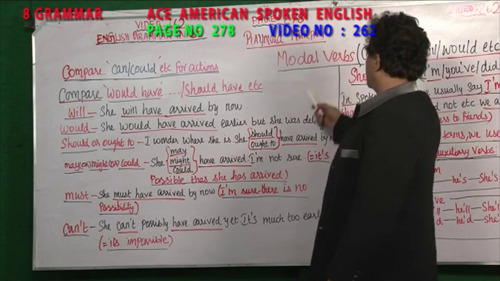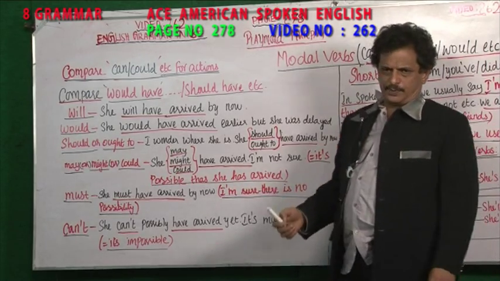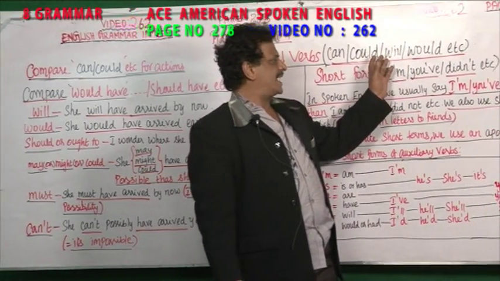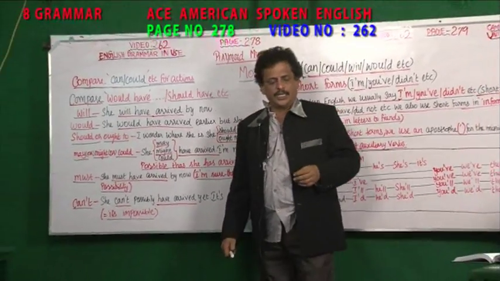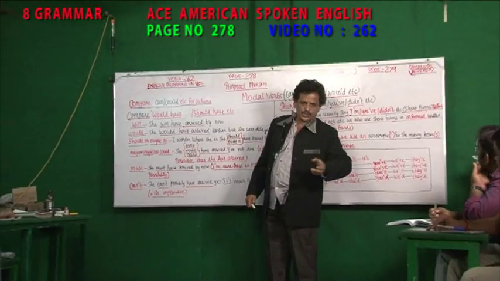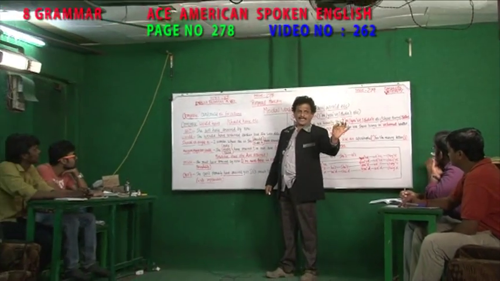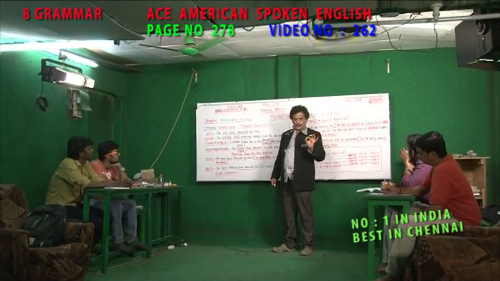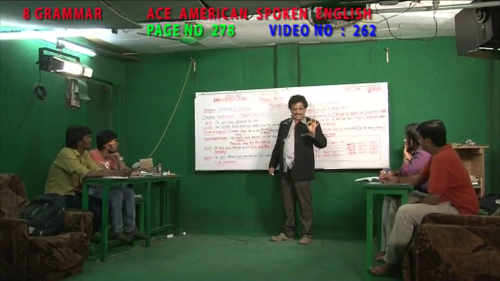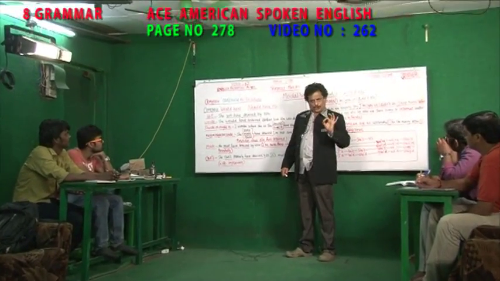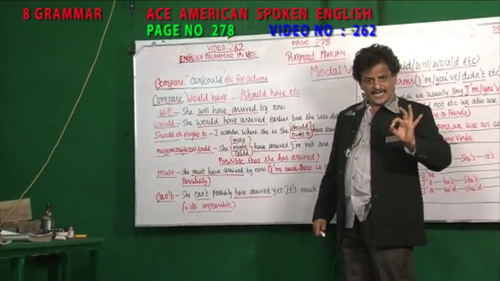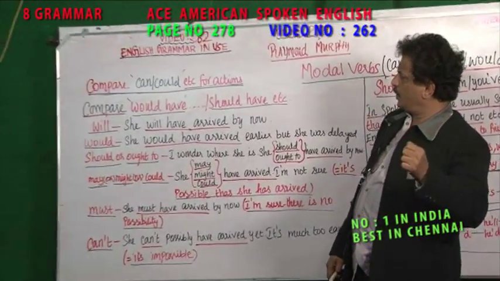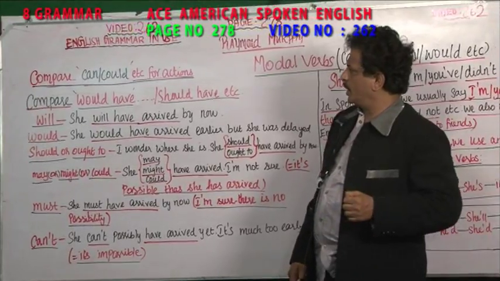Dear folks, what you're seeing is modal verbs. What are the modal verbs? Can, could, will, would, shall, should, need, needn't, must, can't, couldn't, shan't, shouldn't, mustn't. So where do you use these modal verbs?